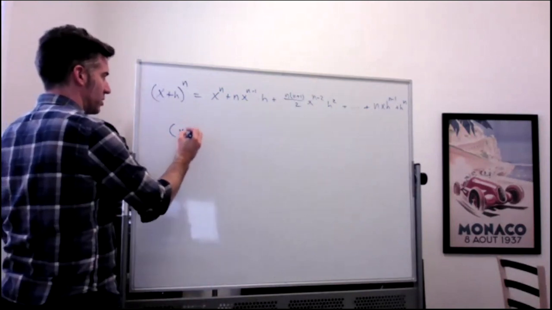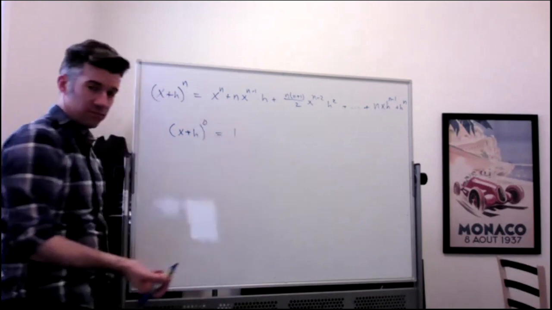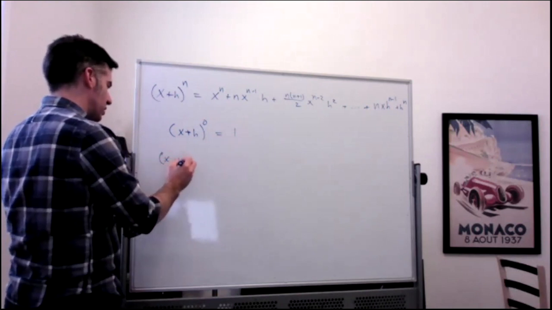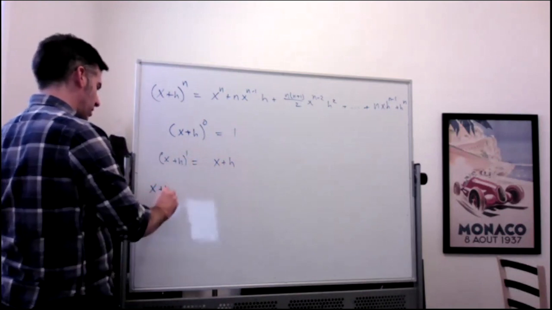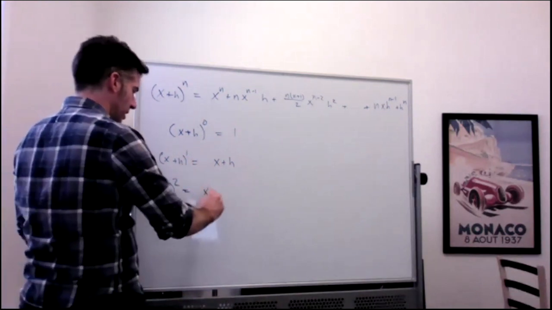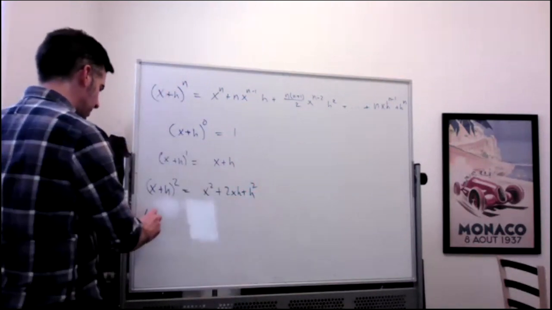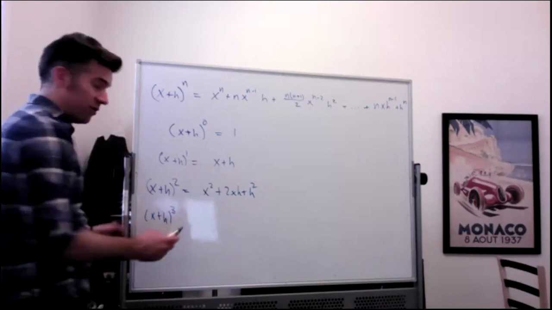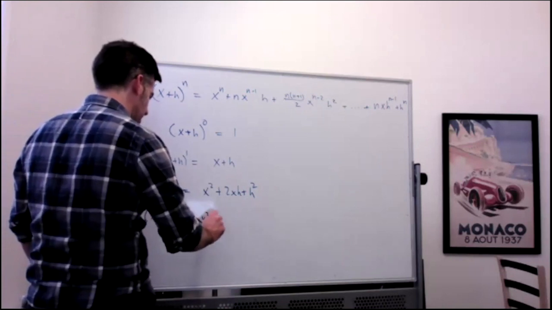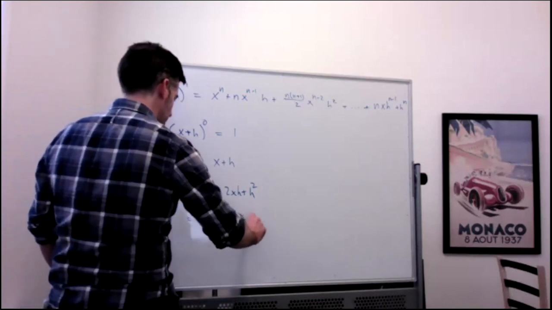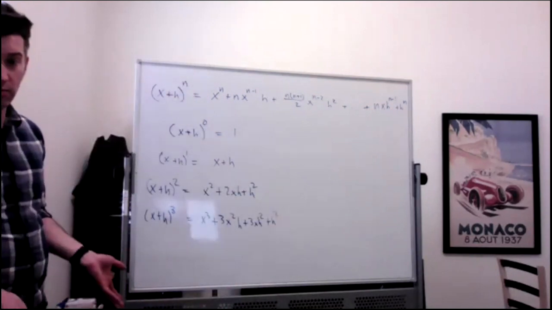Okay, x plus h to the 0th power, I know is not very exciting, just 1. And x plus h to the 1st is just x plus h. And x plus h squared, not particularly exciting. It's x squared plus 2xh plus h squared. And x plus h cubed, definitely not just x cubed plus h cubed. There's some middle terms. It is x cubed plus 3x squared h plus 3xh squared plus h cubed. And this pattern goes on.